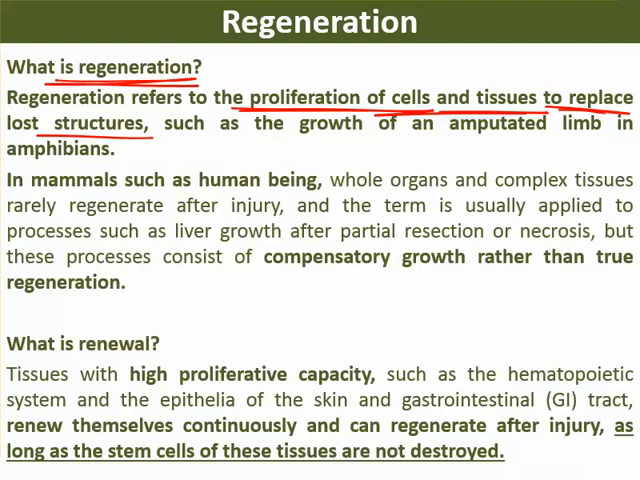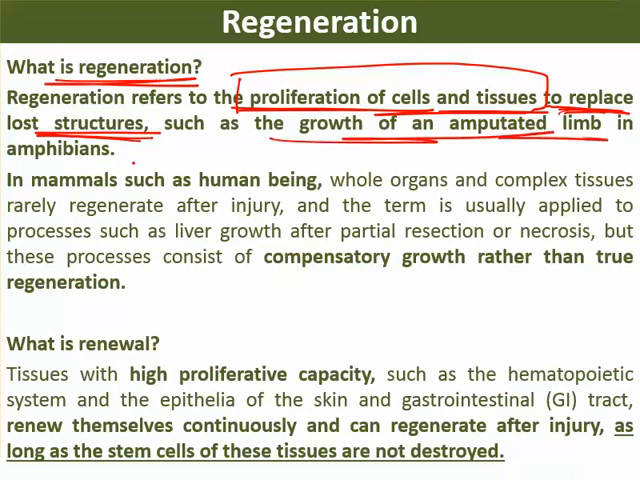But in some animals, if you cut the limb, I'll show you the animal, the limb completely grows back. That is regeneration. What happens? The proliferation of cells and tissues happens that will replace the lost structure. The example I gave is the growth of the amputated limb of an amphibian. These are the group of animals where if you cut the limb, it completely grows back. But such capacity is not there in human beings.